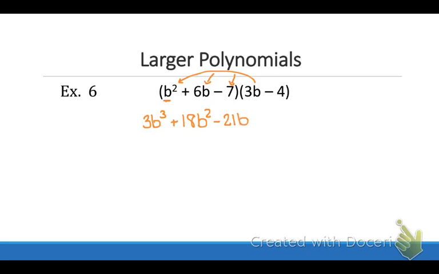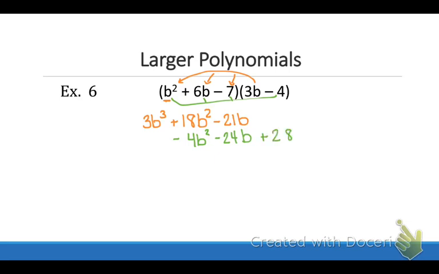I'm going to switch colors here so you can see that I'm now going to take negative 4 times all 3 for my second 3 multiplications. So negative 4 times b squared is negative 4b squared. I'm lining it up vertically because it's going to help me combine my like terms. Negative 4 times positive 6 is negative 24b. And negative 4 times negative 7 is positive 28.